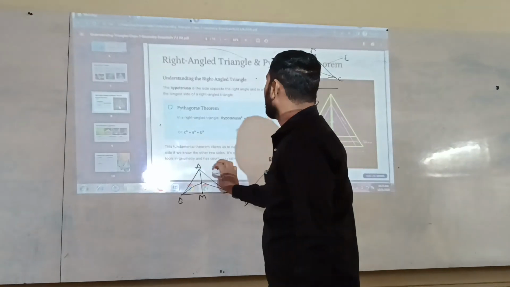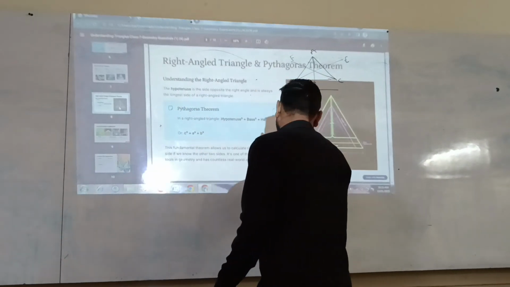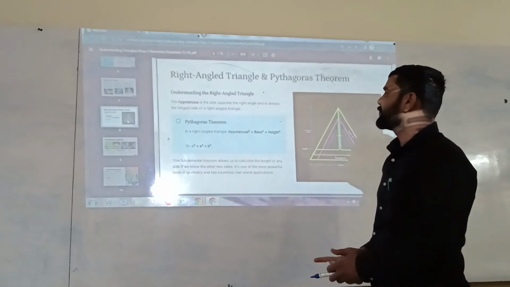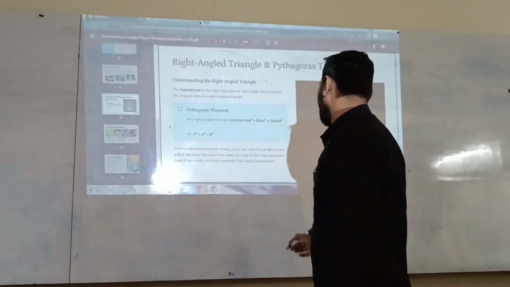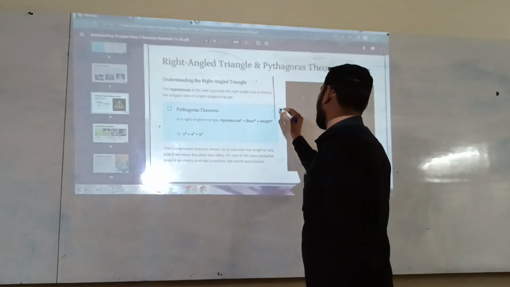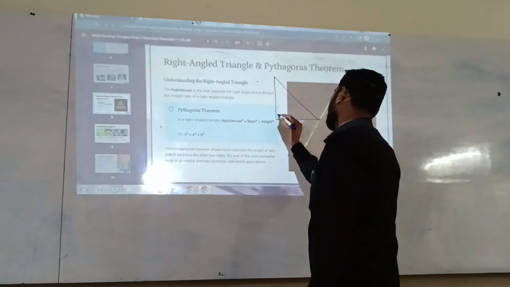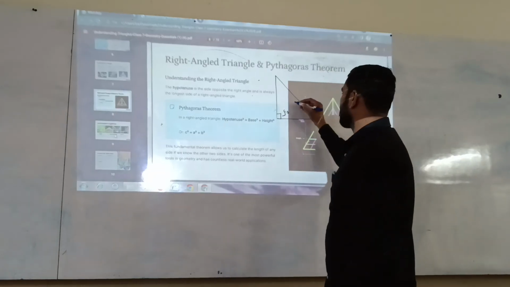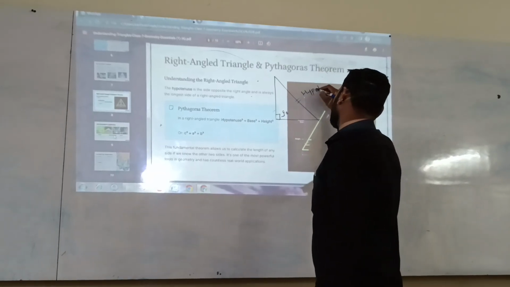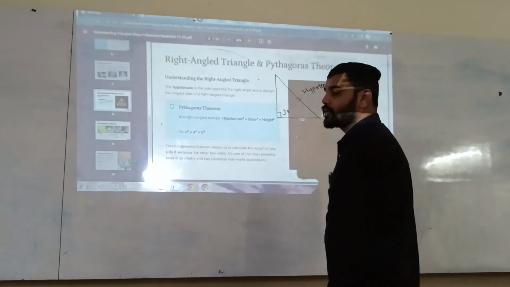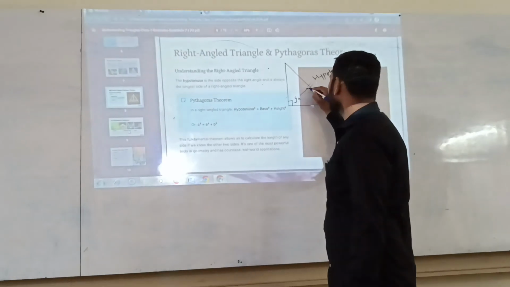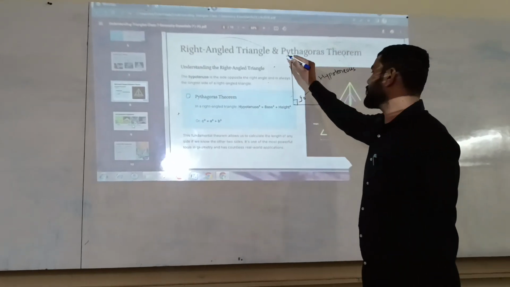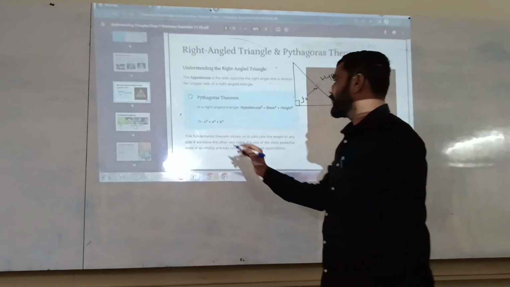Next is the right angle triangle. In a right angle triangle, one of the angles measures 90 degrees. To understand it, first we draw a triangle with one angle of 90 degrees. The side opposite the right angle is called the hypotenuse, and it is always the longest side of the right angle triangle.